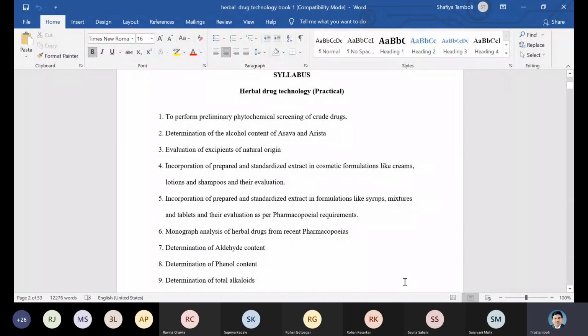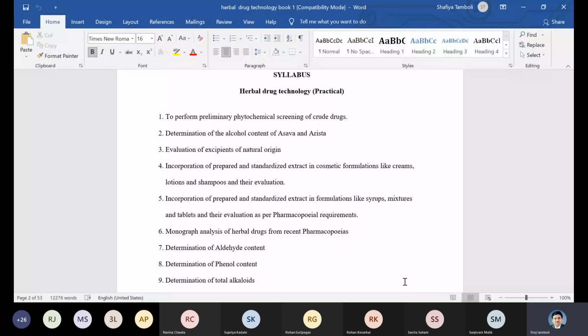What is the second experiment? The second experiment is determination of alcohol content of Asava and Arista. Before going directly to Asava and Arista, you should know what Asava Arista means. I think you know that these are nothing but Ayurvedic formulations, intended for curing particular diseases. They contain alcohol, which is called self-generated alcohol, generated by fermentation. And fermentation, you know that very well.